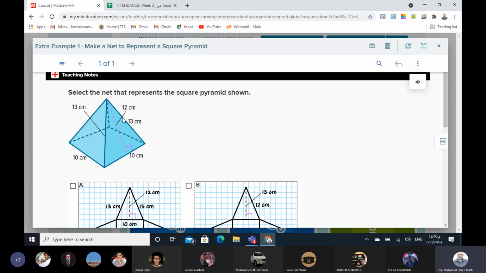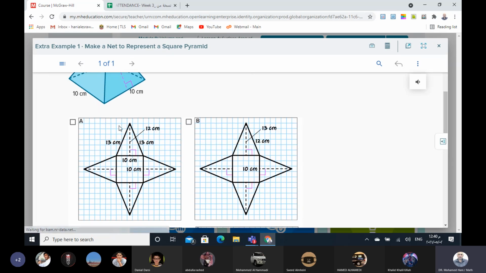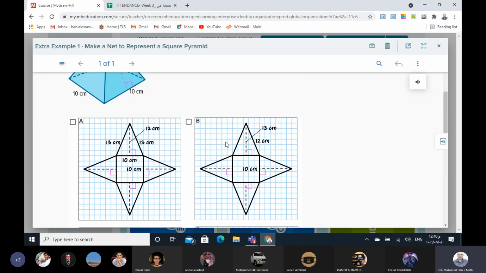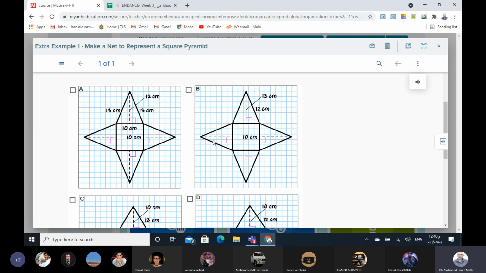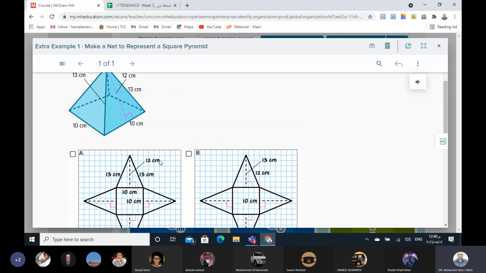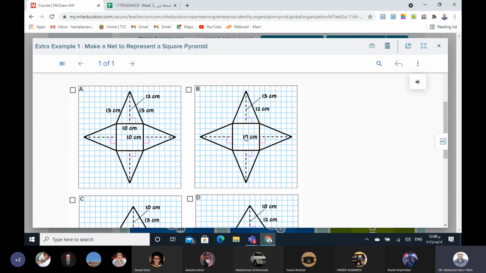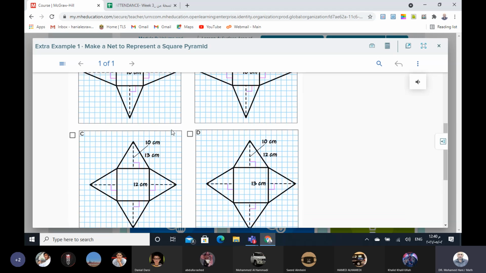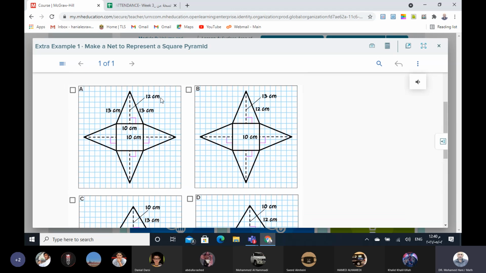And here is the side of the triangle will be 13. So we have here net A, net B, and C and D, and we want to choose the correct one. As you see here, the side of the base will be 10. Here the side of the base 10. Here the side of the base 10. But here the side 12. So this is false. And here the side will be 13. So this is false. So I can choose between A and B.